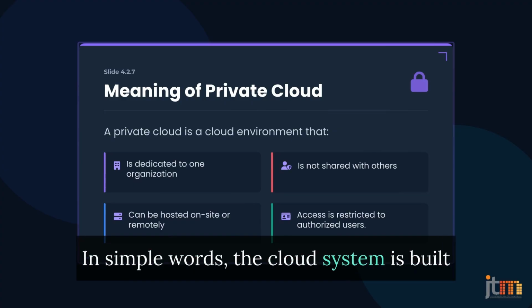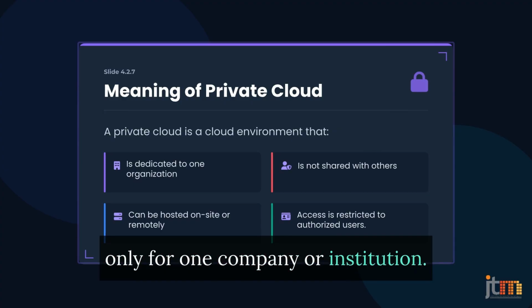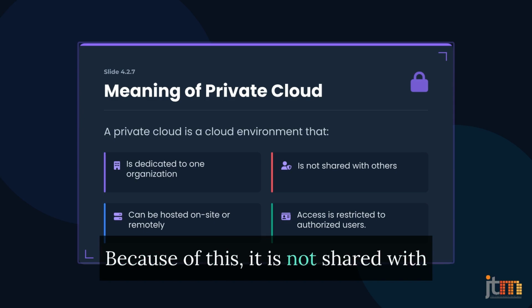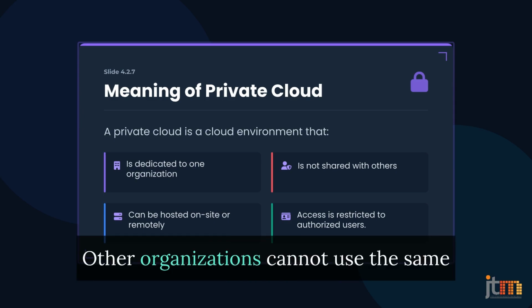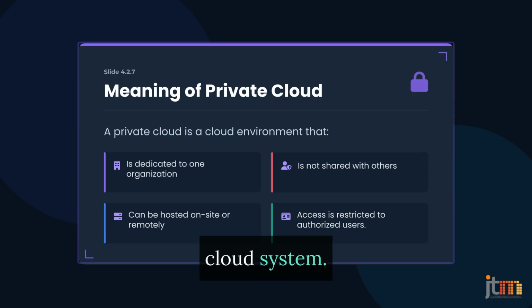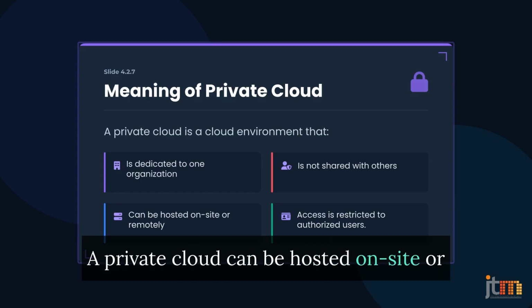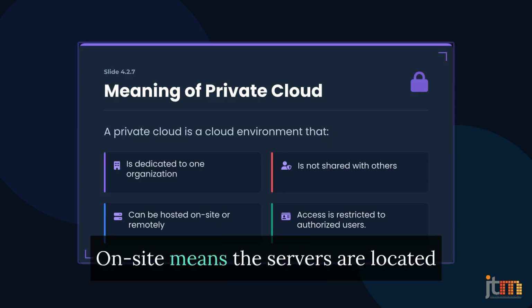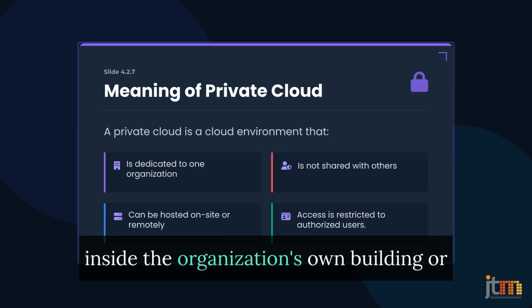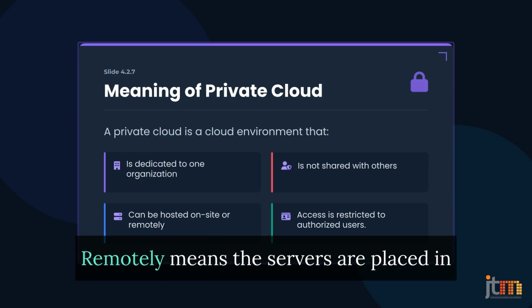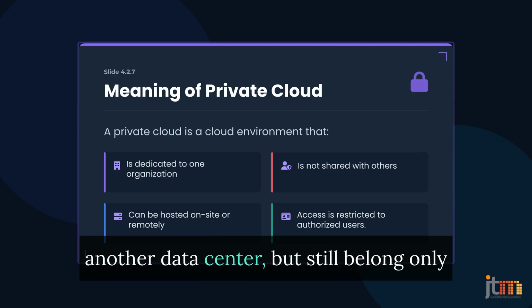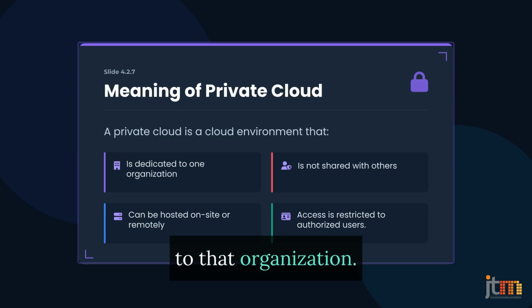In simple words, the cloud system is built only for one company or institution. Because of this, it is not shared with others. Other organizations cannot use the same cloud system. This helps keep the data and services more controlled. A private cloud can be hosted on-site or remotely. On-site means the servers are located inside the organization's own building or data center. Remotely means the servers are placed in another data center, but still belong only to that organization.